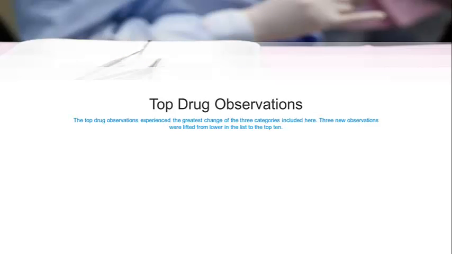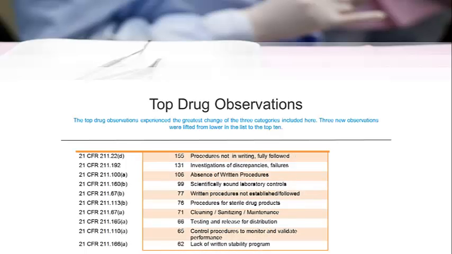So now we'll move into another category. Here we're looking at the top drug observations, and again, what we'll see is that this area is one that actually has seen some change. We'll look at the device section next, and that one has not changed. But with drugs, we've actually seen three new observations that were lifted from lower in the list to the top 10. That is a bit of a surprise. Typically these areas are very stable, but here we have some change.